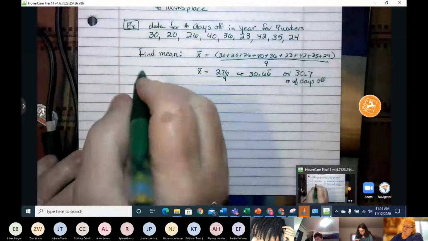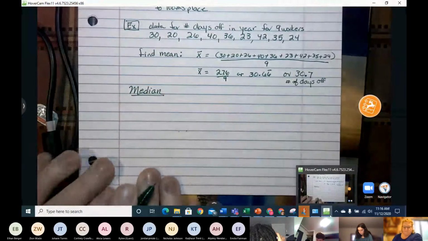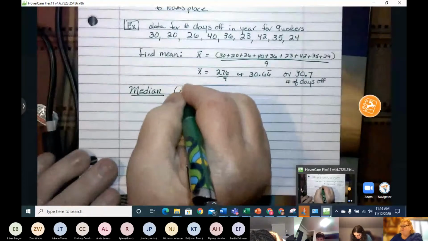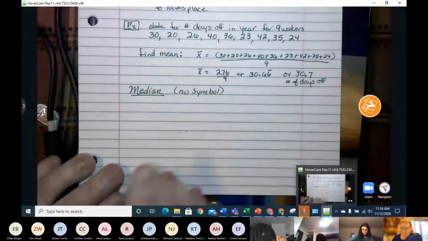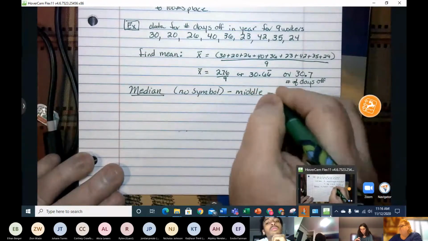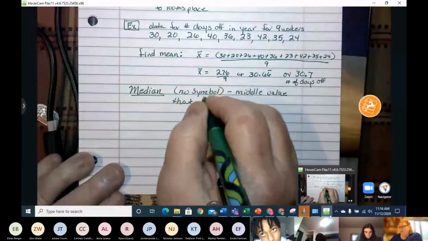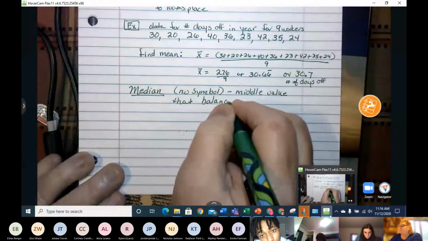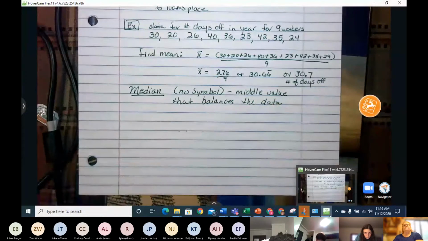All right, our next one is the median. There is no symbol for the median. It is considered the middle value that balances the data. 50% of the data on each side is what the median does.